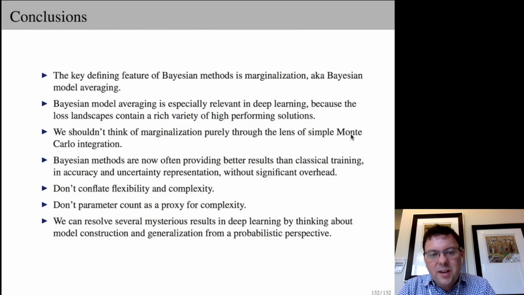I'm very excited to say that in the last year or so, a lot of Bayesian methods are now providing better results than classical training, both in terms of accuracy and uncertainty representation, without a lot of additional overhead.